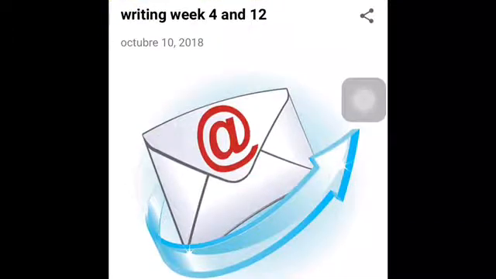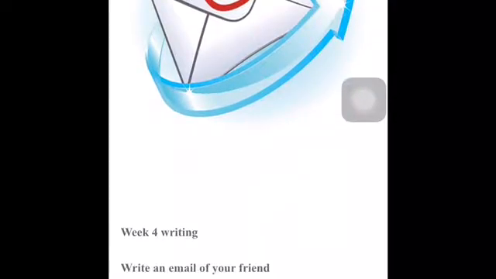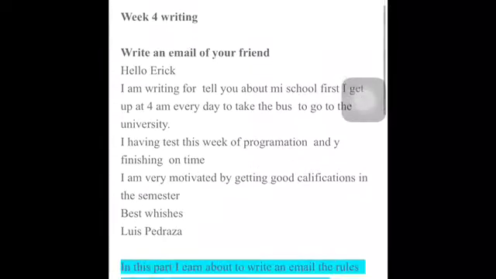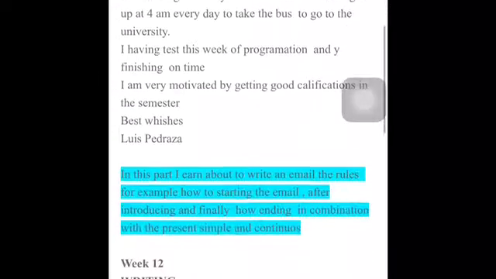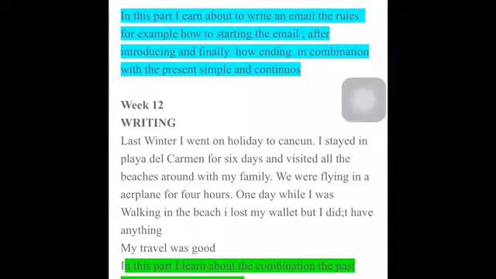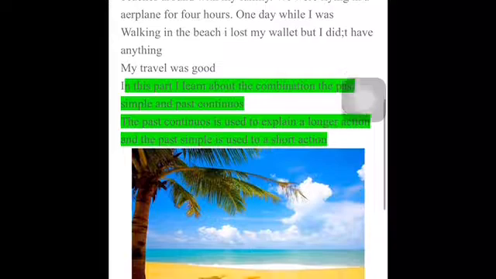In the other part, the reading in weeks 4 and 12, we learn something about how to write an email. For example, how to start, the body, and how to end, in combination with present and present continuous. The other part, the writing, we have to write a story about vacation in combination with past and past progressive, with short and longer actions.